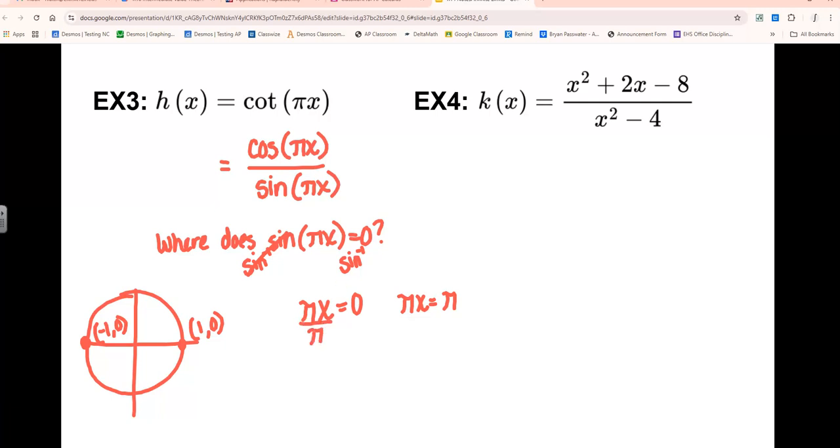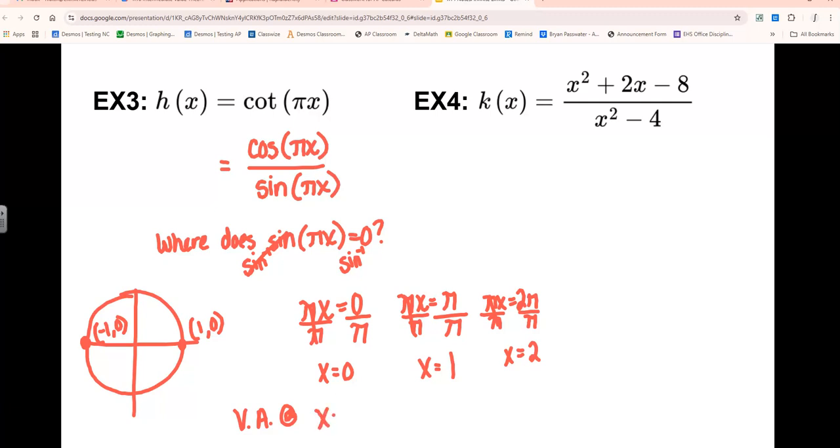So if I divide by pi, on this one I just get 0. But over here, what is pi divided by pi? 1. And then if I think about doing the next, pi x equals 2 pi, x would equal 2. How would I give this as an answer? So I've got vertical asymptotes at where? At x equals k.